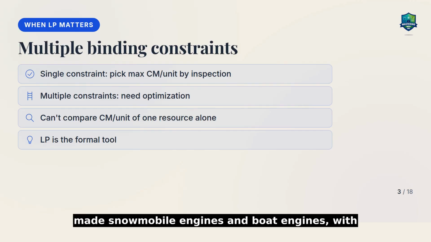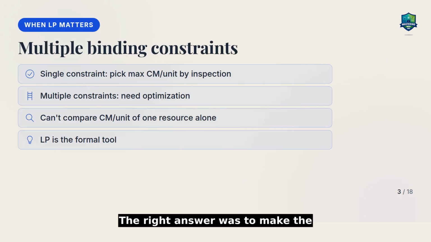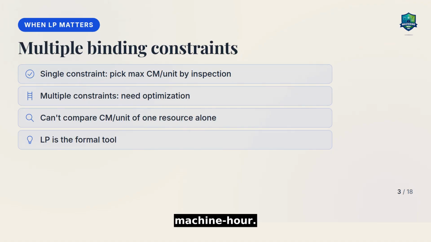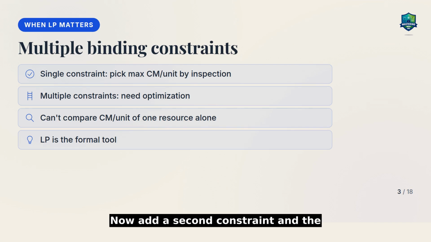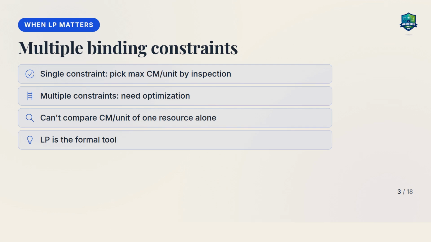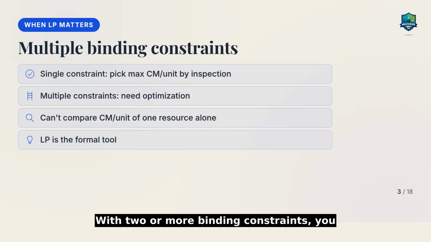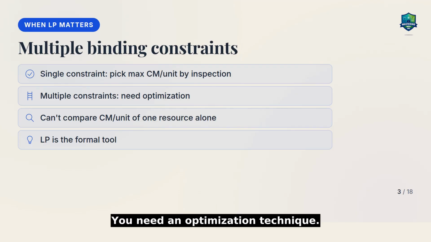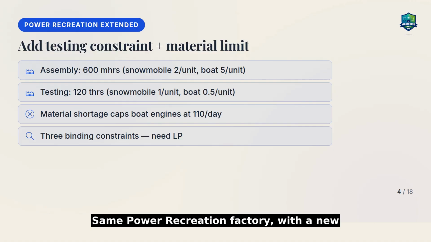Power Recreation made snowmobile engines and boat engines, with assembly machine hours as the only constraint. The right answer was to make the product with the highest contribution margin per machine hour. Easy to see by inspection. Now add a second constraint and the problem changes shape. With two or more binding constraints, you can't just compare contribution margins per unit of one resource. You need an optimization technique. That's LP.